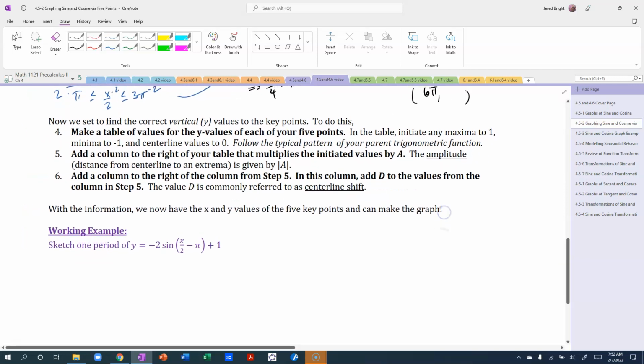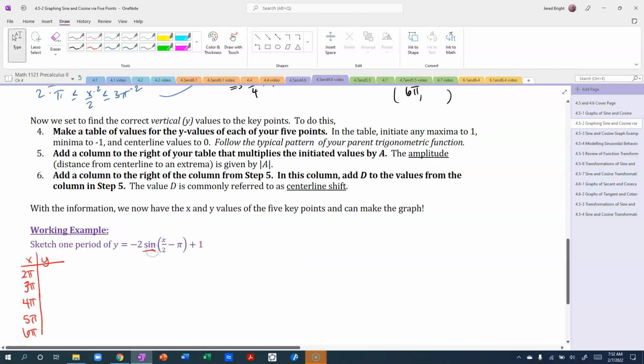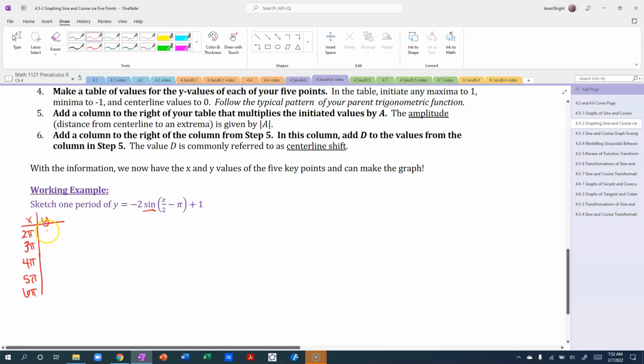Okay, so let's just take a glance at this. So for my first key point, okay, so imagine if you want to insert the x values, you sure can. Sometimes I do, sometimes I don't. 3 pi, 4 pi, 5 pi, and 6 pi. Okay, and now this is a sine function, right? So sine starts at its center line, so I would put a 0 in for the center line value, and then it would go up to its maximum, and then down to its minimum, and then center line. Center, max, center, min, center.